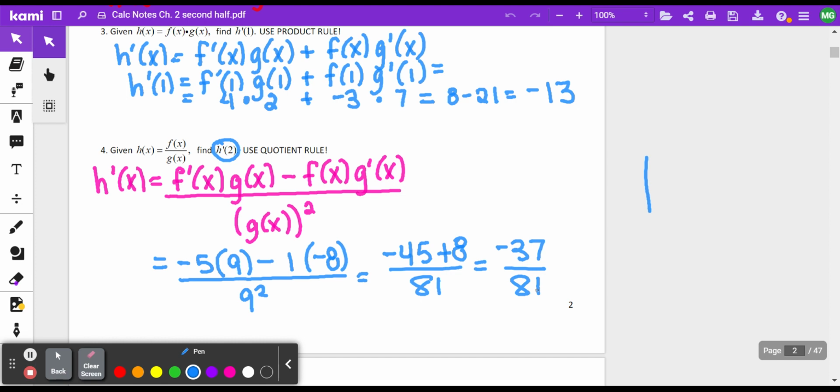Okay, so hopefully you did okay on this one. We were finding h prime of 2, so you should have been using that middle column. And I got negative 37 over 81, and I hope you did too.